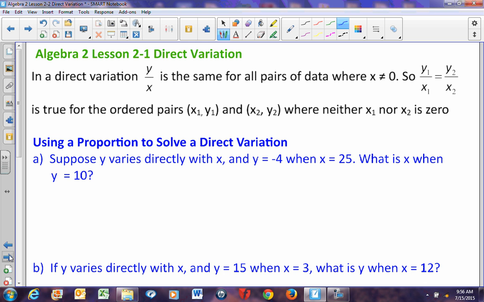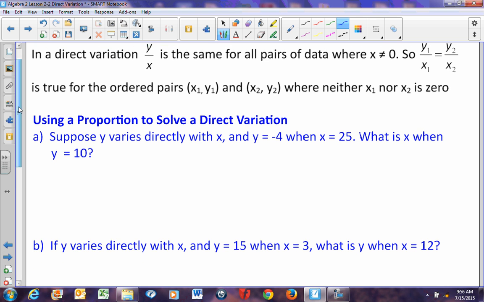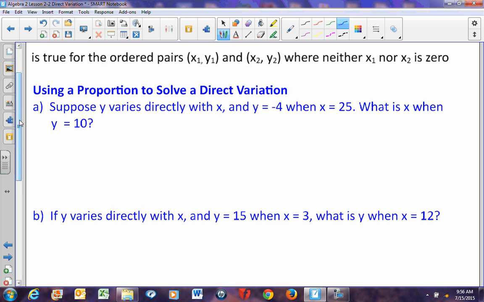What is x when y is 10? If I use that proportion, y1 over x1 equals y2 over x2, and remember that's the proportion, we can solve this direct variation.